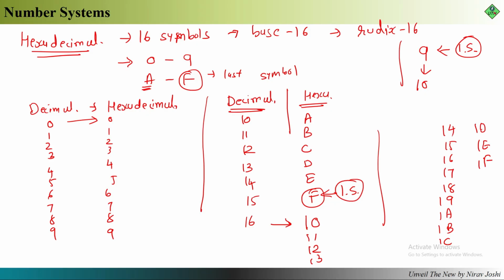You can compare it with the decimal 19. In 19, 9 was the last symbol. After that, what we get is 20. So here also, F is the last symbol. After that, what we will get is 20.